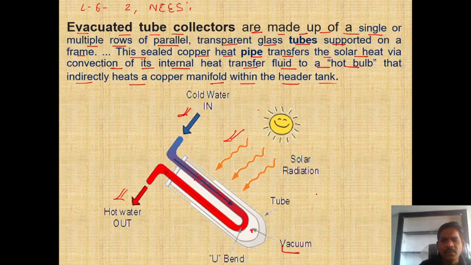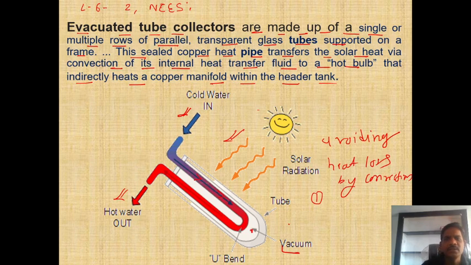Why is the vacuum provided? To avoid the heat loss by convection. So to avoid the heat loss by convection, the vacuum is provided. This vacuum prevents the heat losses from the system to the surroundings and increases the heat transfer rate, meaning a lot of radiation is absorbed, but reflection is less, and heat loss will be less by the use of the vacuum.